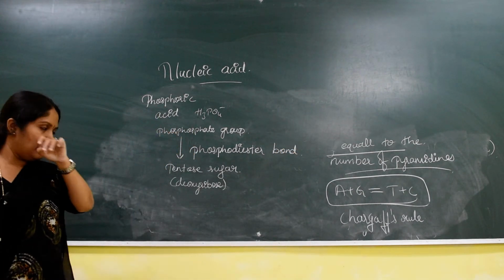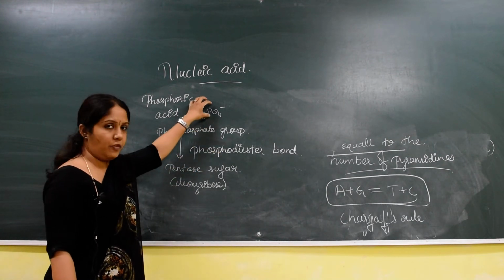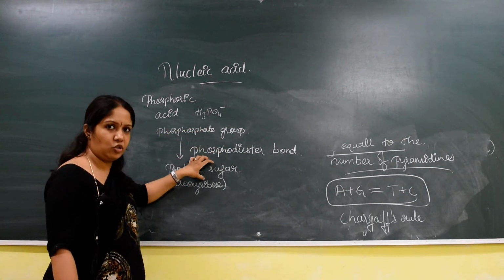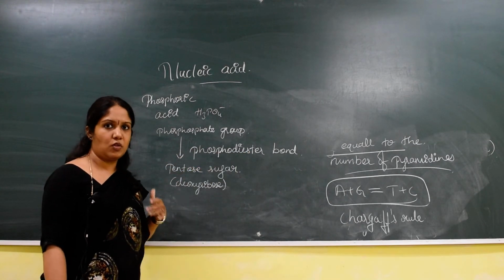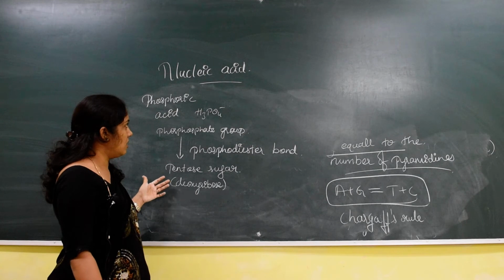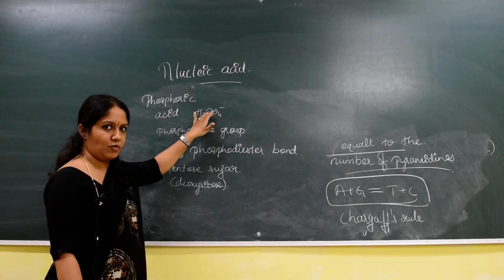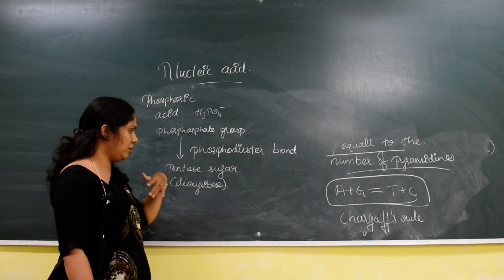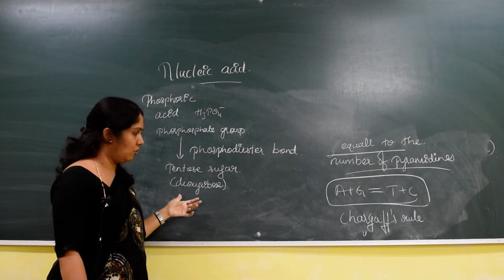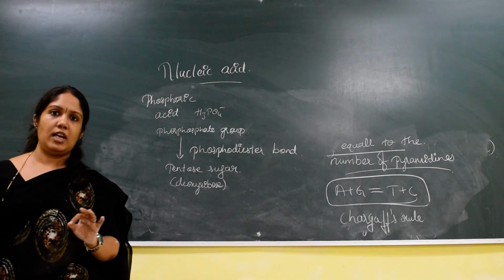So just remember, a bond formation occurs between the phosphate group and the pentose sugar, and that bond is called the phosphodiester bond. What does phosphodiester bond mean? It is a bond which occurs between the phosphate or phosphoric acid and the pentose sugar. The pentose sugar may be ribose or deoxyribose. That results in the formation of a bond called the phosphodiester bond.